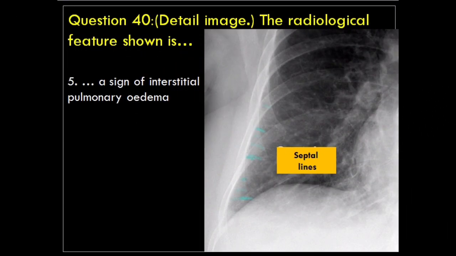The correct answer is a sign of interstitial pulmonary edema. Septal lines, curly B lines, are seen at the lung base. Thickening of these lines such that they become visible is caused by fluid in the interlobular septa. This is a sign of interstitial pulmonary edema in the context of suspected heart failure. Thickened septal lines can also be seen in sarcoidosis and lymphangitis carcinomatosa.